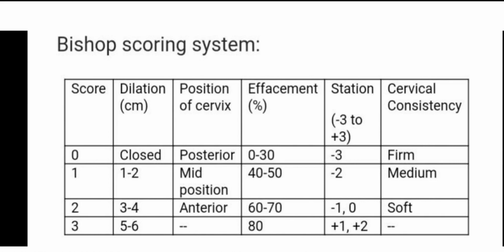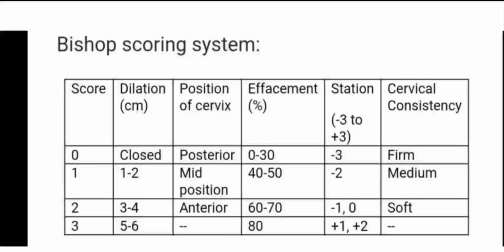Different scoring systems and classifications used in obs-gynae. First one is the Bishop scoring system. Bishop scoring system is used in induction of labor, and it is scored from 0 to 3, according to five parameters: dilatation in centimeters, position of the cervix, effacement in percentage, station -3 to +3, and cervical consistency.